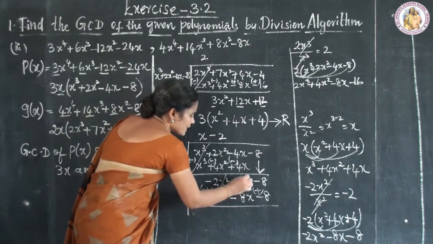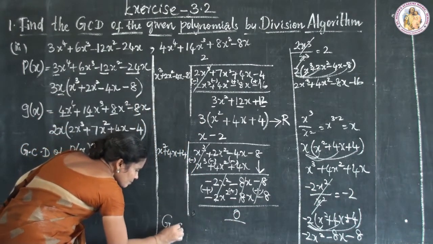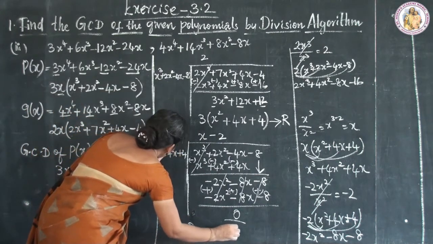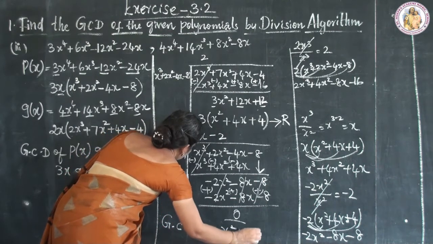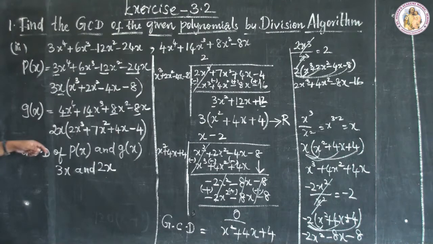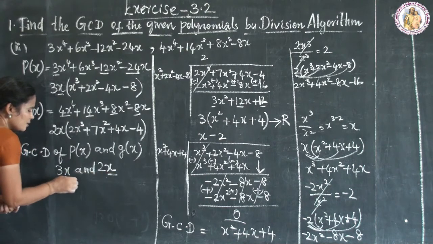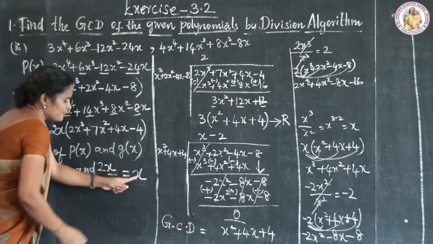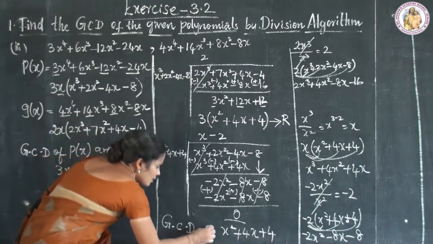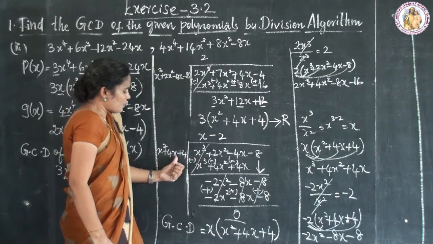So all the terms cancel, it is 0. Now GCD is equal to x square plus 4x plus 4, and here you can see we have already found the GCD of the polynomials p of x and g of x. Now we have x common, so we have to add it to the final answer. So GCD is equal to x within bracket x square plus 4x plus 4.